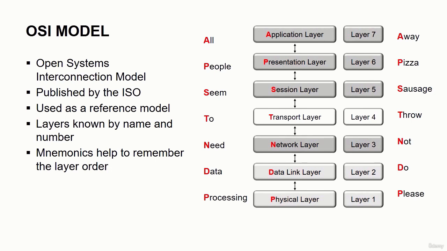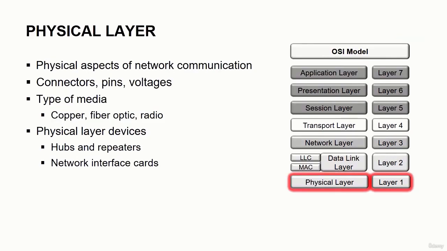Next, we will discuss each layer in detail, starting with layer 1, the physical layer, and we'll work our way up through the layers. For each layer, I'll give you some key facts and attributes that you need to remember. Layer 1 is the physical layer, which defines the physical characteristics of the network medium. This includes the type of media, like radio waves, fiber optic cable, copper cables, the types of pin connectors that are used, as well as the voltages that are used. Devices that we associate with the physical layer are hubs, repeaters, and network interface cards.